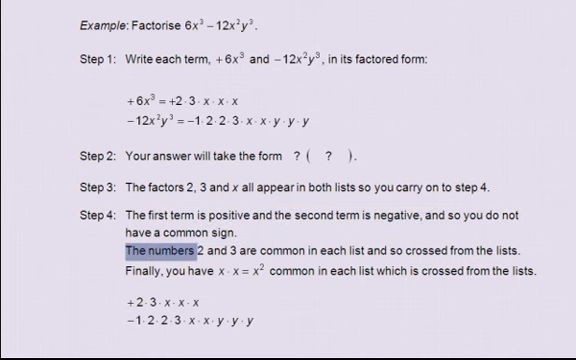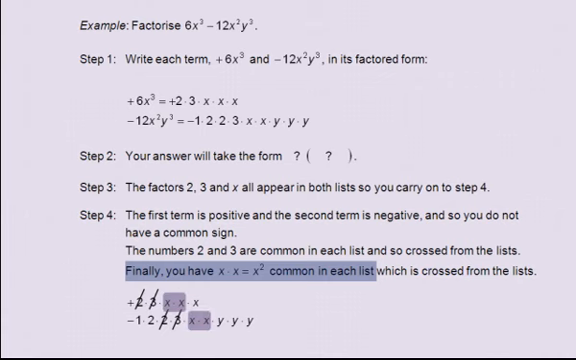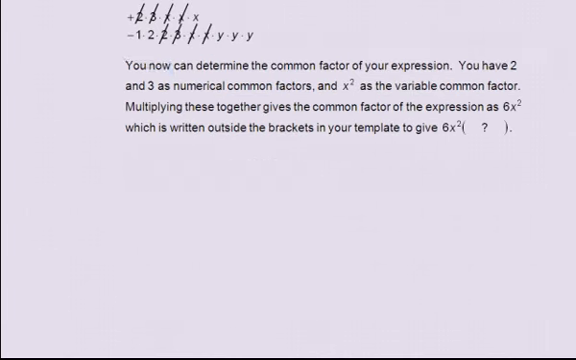The numbers 2 and 3 are common in each list, and so are crossed from the lists. Finally, you have x times x, which equals x squared, common in each list, which is crossed from the lists. You can now determine the common factor of your expression.